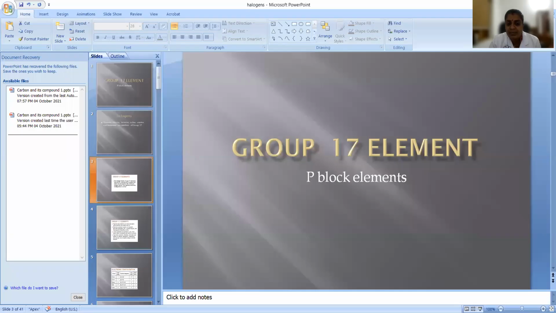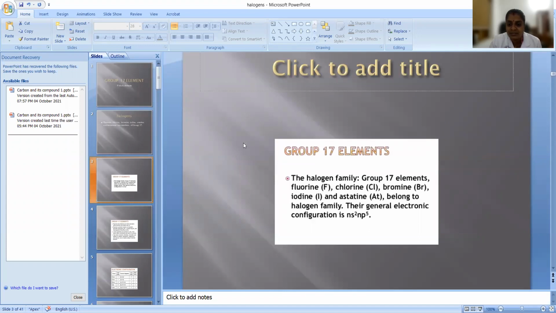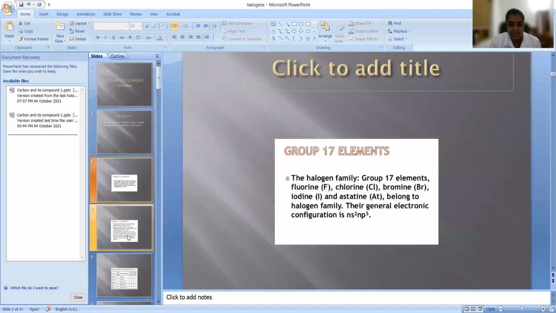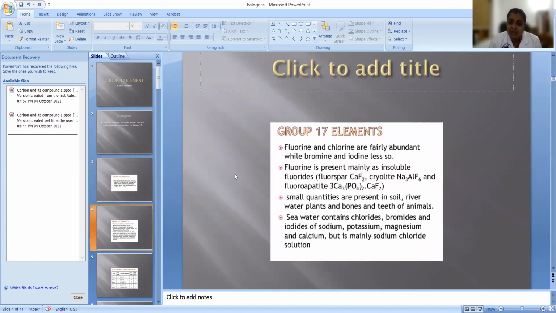So which are the elements present in group 17? Actually, the elements present are fluorine, chlorine, bromine, iodine and astatine. And you have one more element called NSI that is also there, which is radioactive. Okay, and the occurrence we have to see.